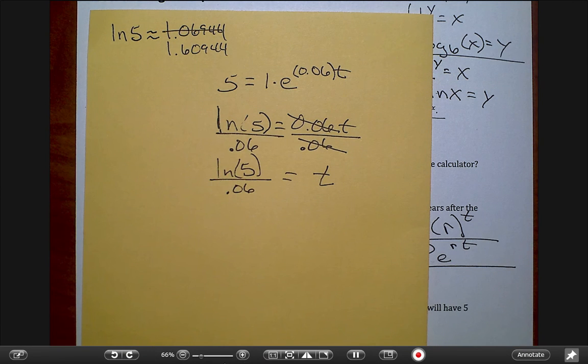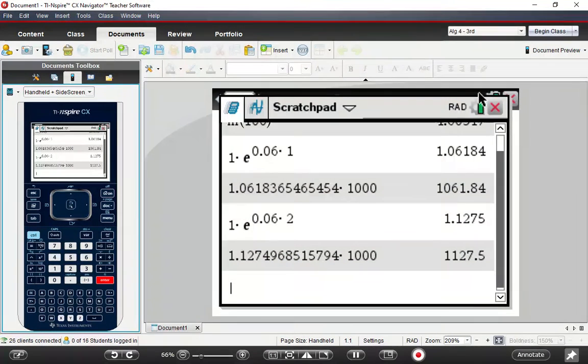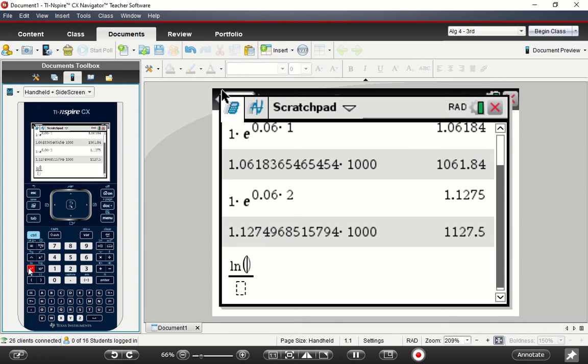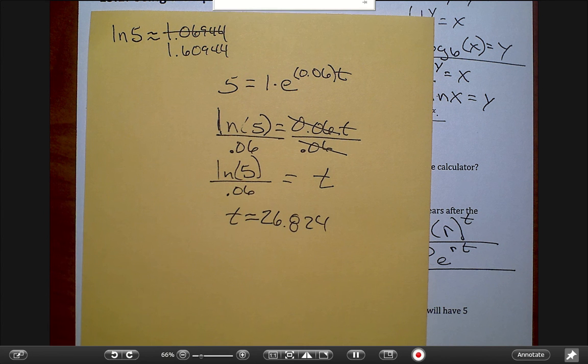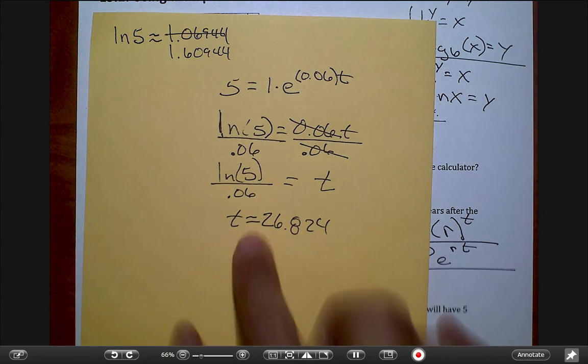So you guys are going to calculate this. I know you guys are calculating it, right? So we have, let me see, Control, divide, ln of 5. So 26.824. Now, what does that represent? You guys, help me out. What does that represent? What is t in this problem?